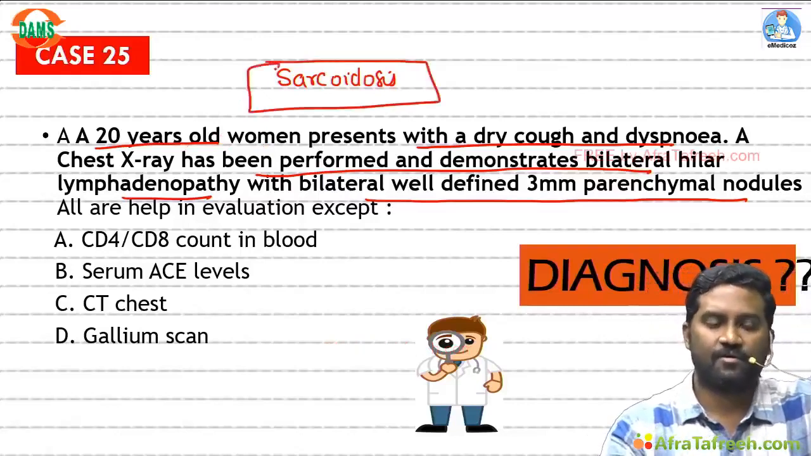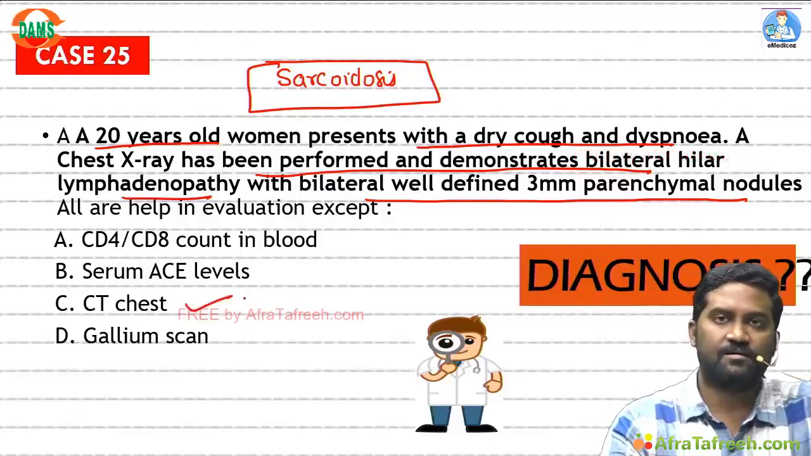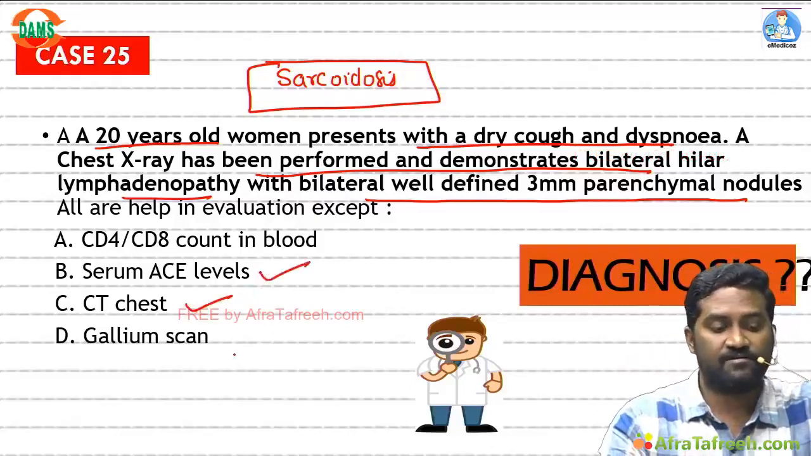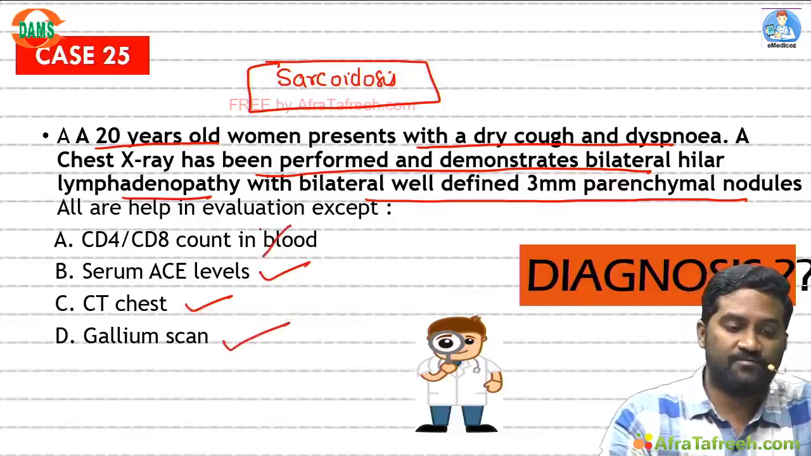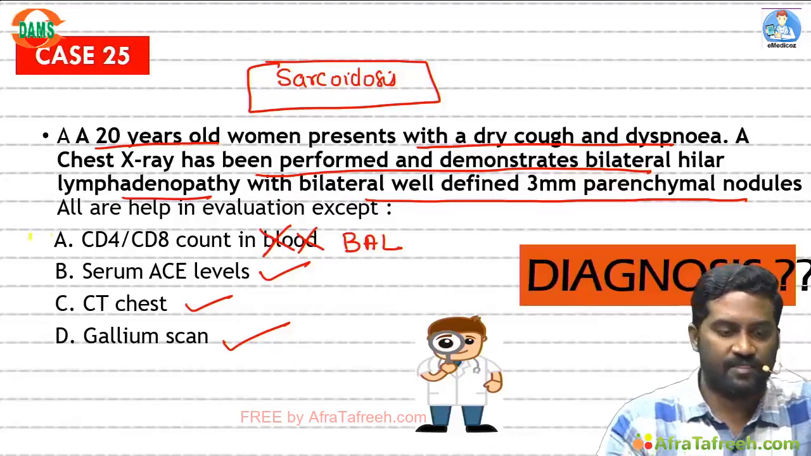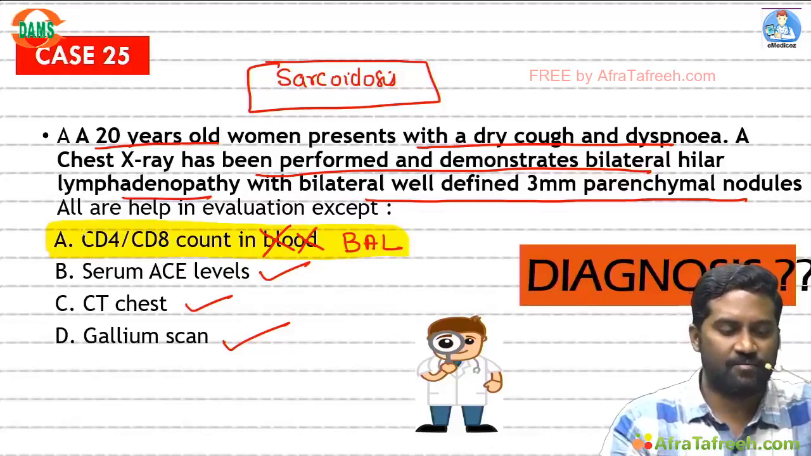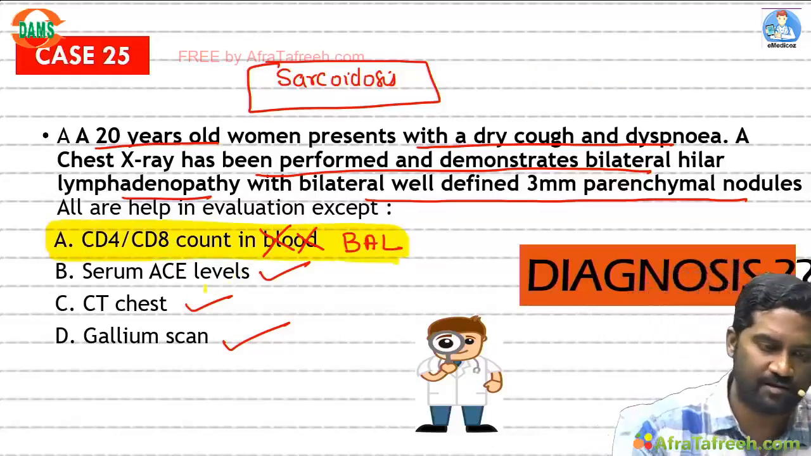All will be helpful in sarcoidosis except CT chest, yes, to see the exact mediastinal lymph node involvement and lung involvement. Serum ACE levels, yes. Gallium scan will also be helpful, but it is not CD4 by CD8 count in blood. It is in bronchoalveolar lavage, because in the blood the CD4 by CD8 count, no point in saying, because lymphocytes are less. Where are lymphocytes in excess? Lung. Within the bronchoalveolar lavage you should see this elevated CD4 by CD8 ratio.